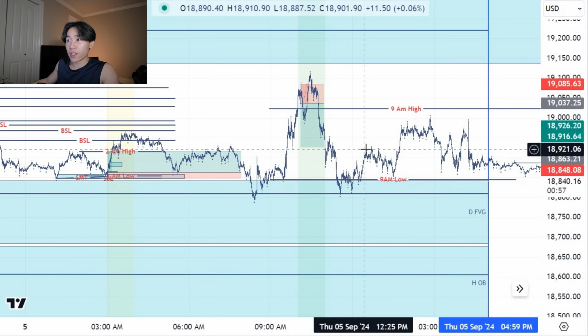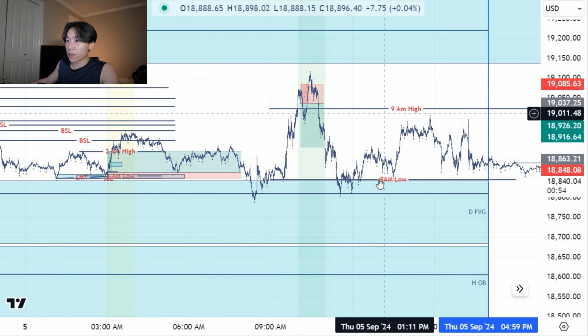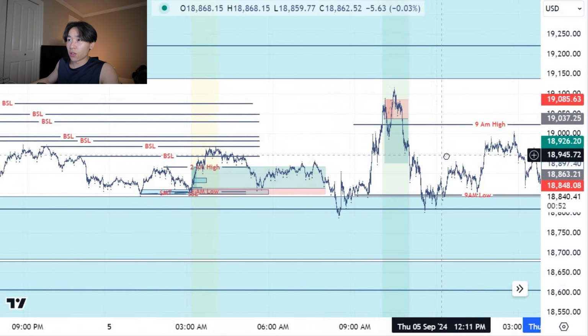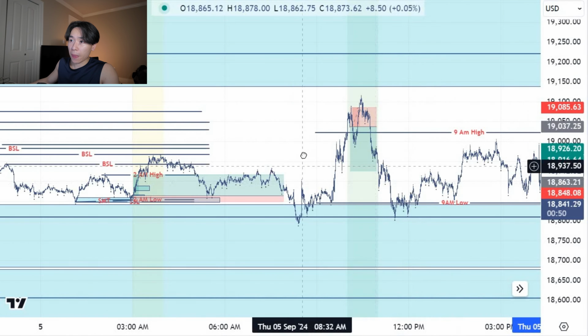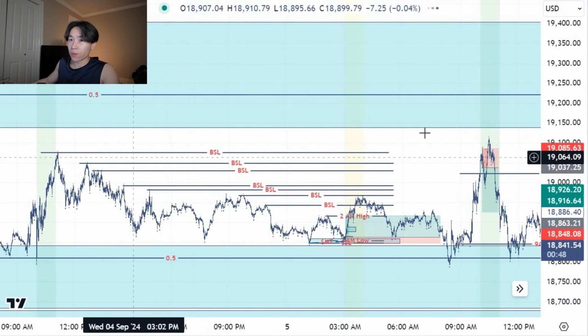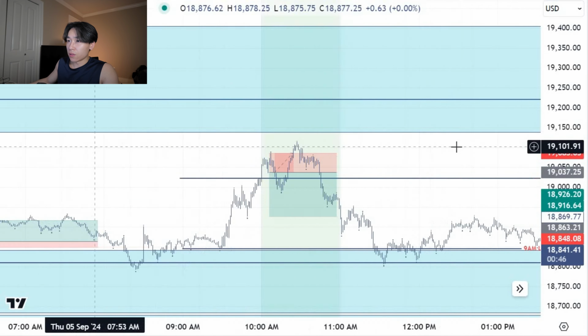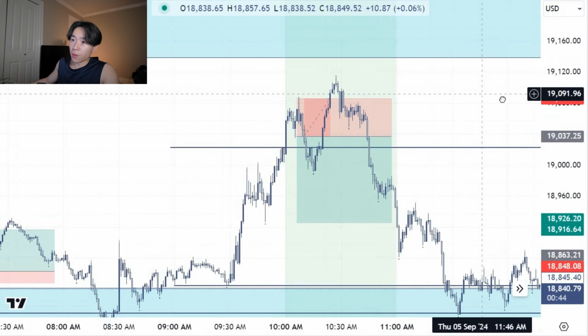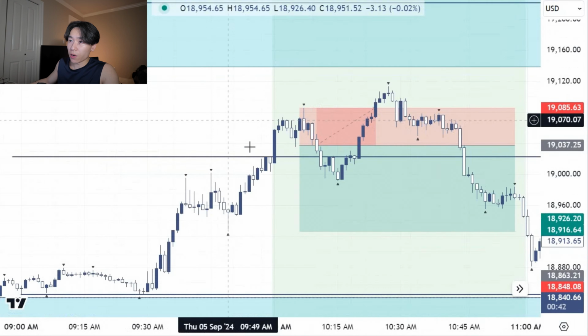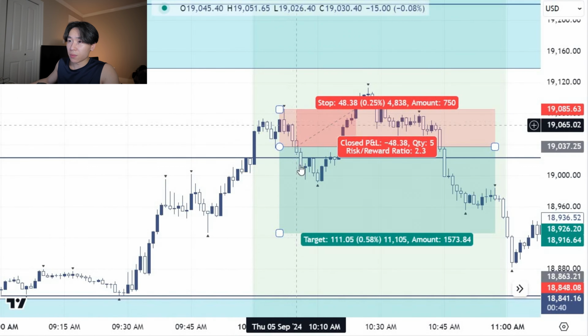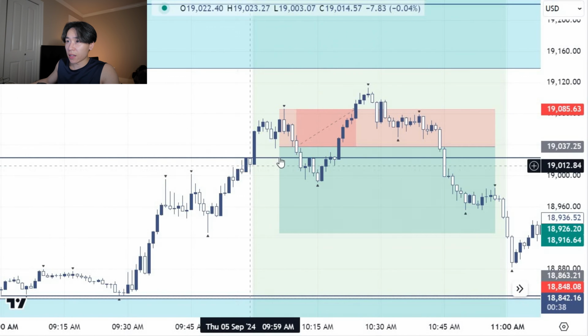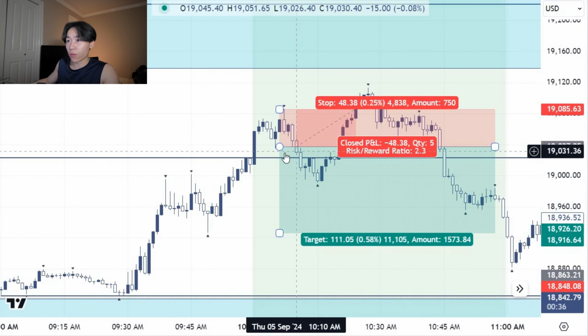So basically for the second trade, we have the 9 a.m. high and the 9 a.m. low. I was honestly looking for price to continue lower after a massive sweep of the buy side over here. And so once we swept the 9 a.m. high, we made a swing low right over here.